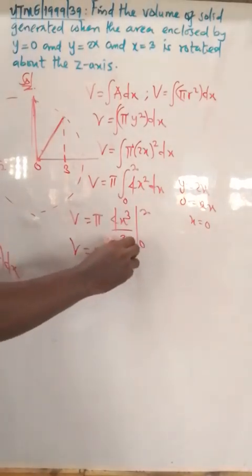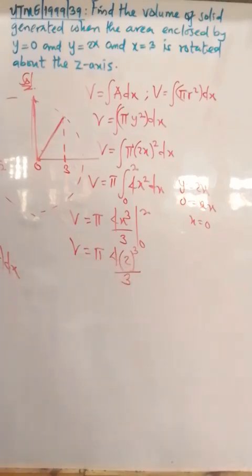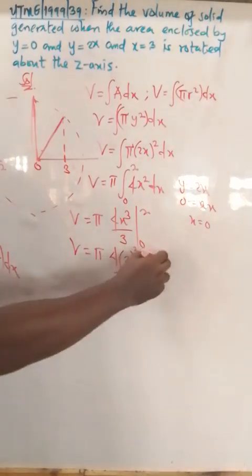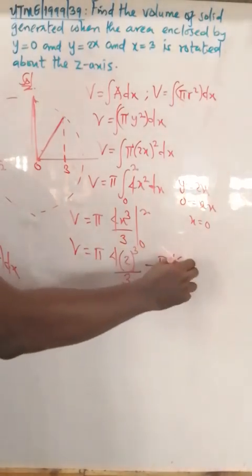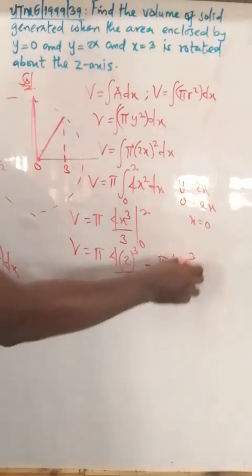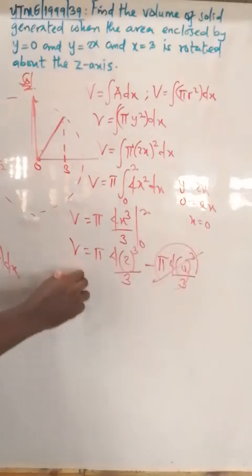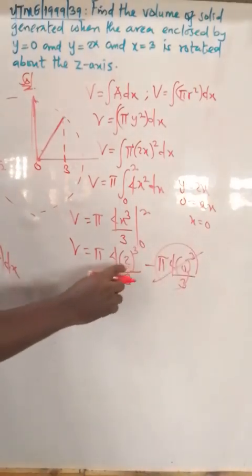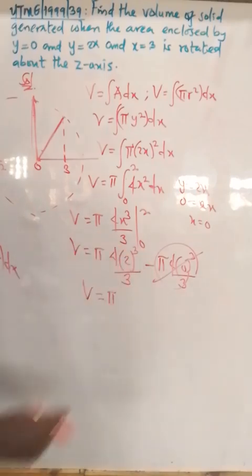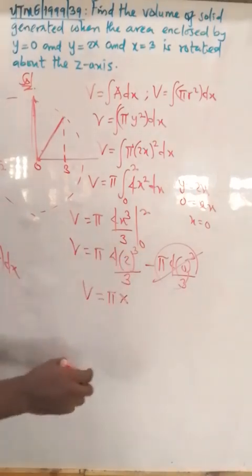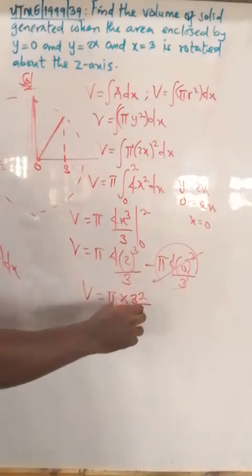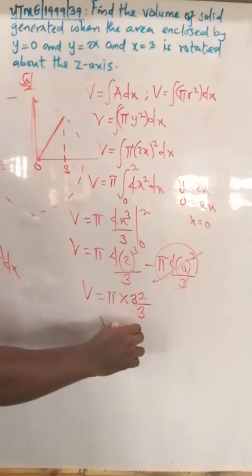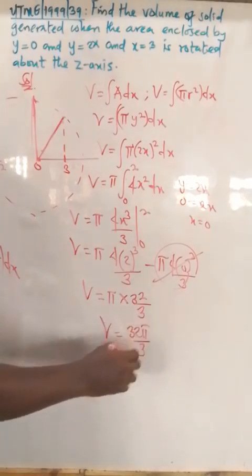What is x? 2 cubed over 3. I told you minus pi 4 into 0 cubed plus 3. But everything here is 0, so it cancels. So the volume becomes pi times 2 cubed, which is 8. 8 times 4 will give us 32 over 3.